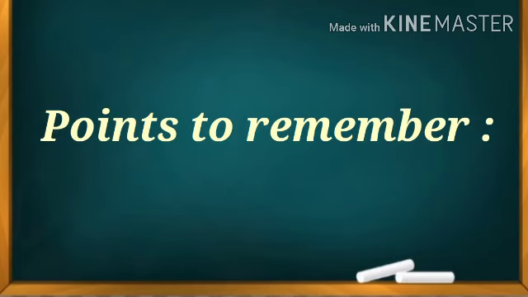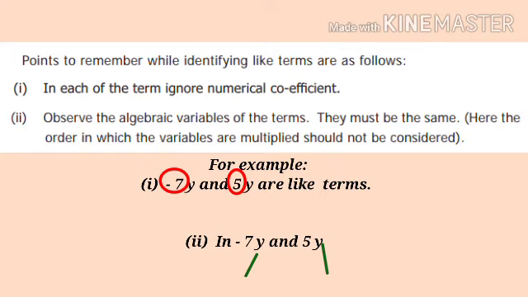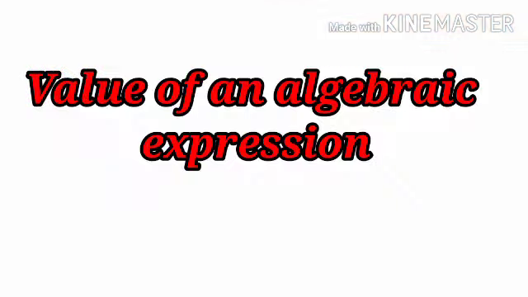Students, points to remember while identifying like terms are as follows. The first one is, in each of the terms, ignore the numerical coefficient. Second one, observe the algebraic variables of the terms. They must be the same. Here the order in which the variables are multiplied should not be considered.